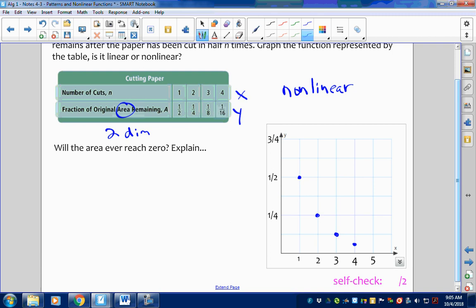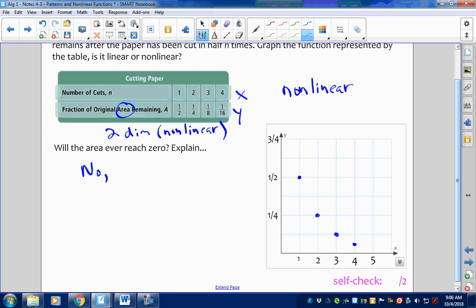That's nonlinear. So it's kind of a dead giveaway. But yeah, nonlinear. Will the area ever reach zero? This is interesting too. It's like if I play golf and I only hit it halfway to the hole each time, will I ever get there? No. Theoretically, no, right? Theoretically, I'd never get there if I only hit it halfway there each time. So, will the area ever reach zero? No.